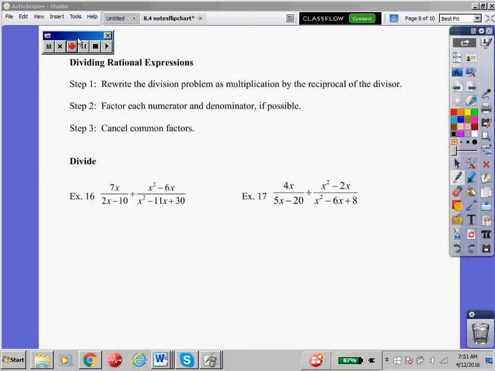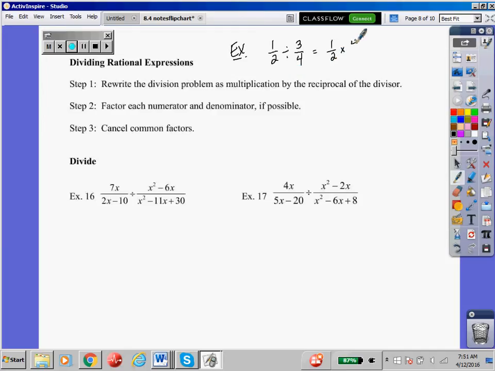The only thing that's new about division is, if you remember, if you have 1/2 divided by, say, 3/4, if you have one fraction divided by another fraction, you change it to multiplication by the reciprocal, and then you reduce. Okay, so that's the only thing that we're adding today, is if you have division, we're going to change it to multiplication by the reciprocal.